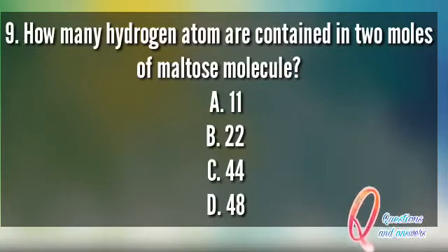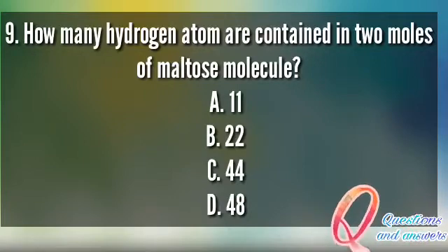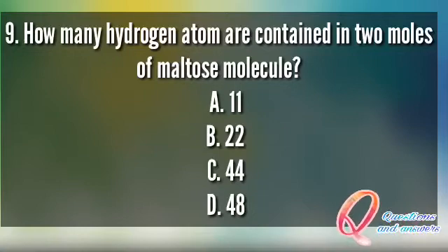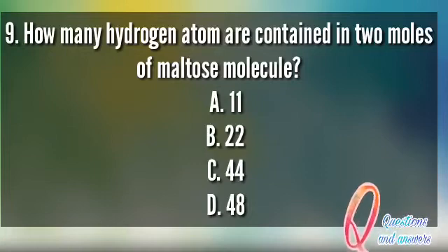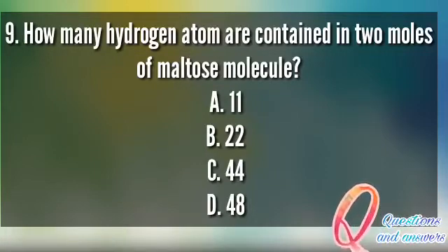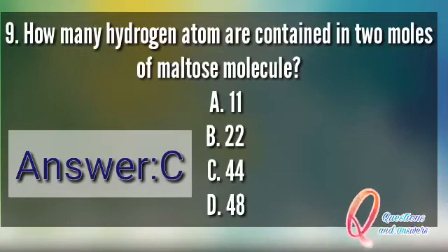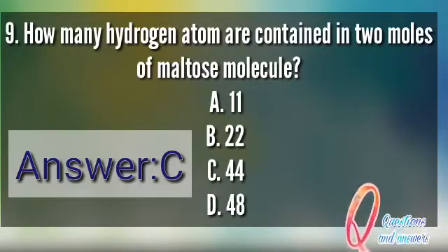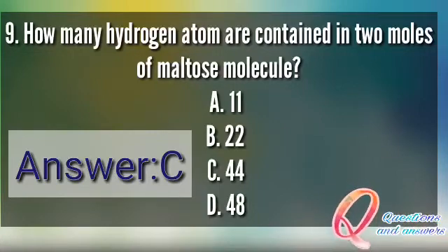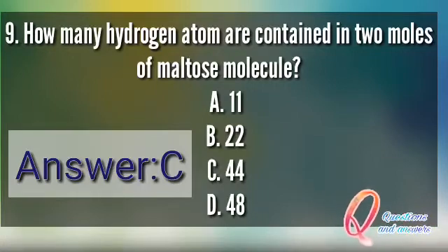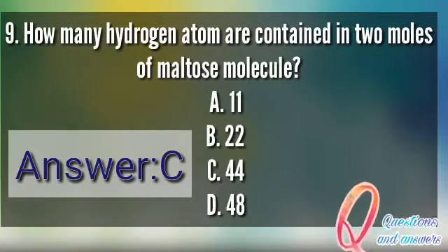Question number 9. How many hydrogen atoms are contained in 2 moles of maltose molecule? A. 11, B. 22, C. 44, D. 48. Answer: C. 44. Explanation: maltose is a disaccharide molecule with a molecular formula C12H22O11. Thus, the number of hydrogen atoms for 2 moles of maltose is 44.